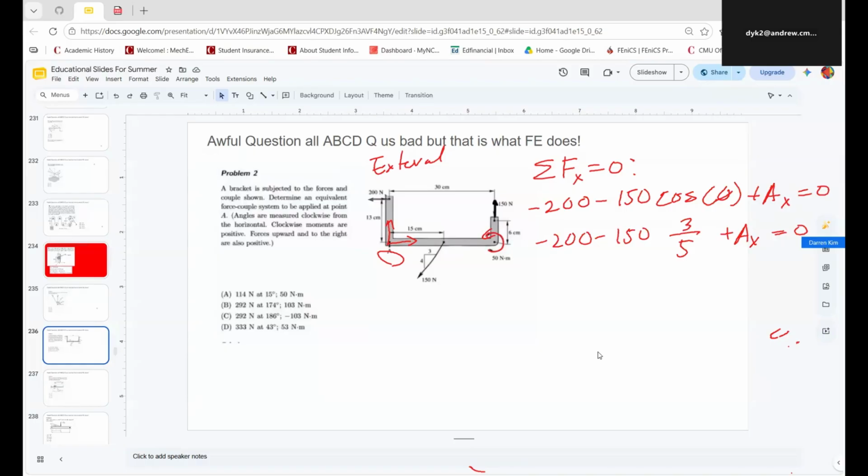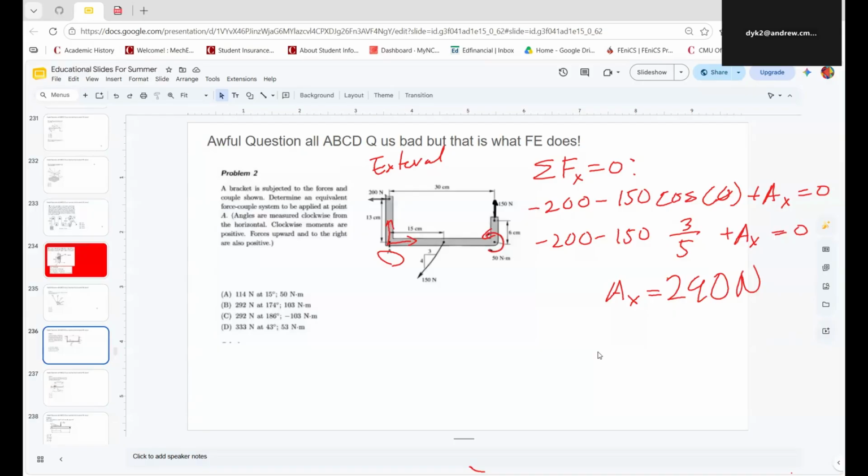So Ax equals this. Let me just calculate it. That is minus 200 minus 150, multiplied by 3 divided by 5. Okay, that's minus 200. So I get 290. Am I correct about that? Yeah, I think I'm correct. I get 290 as our reaction.